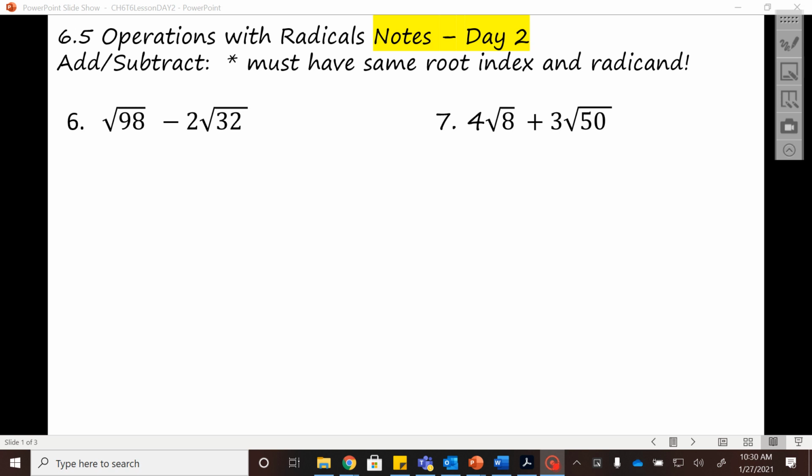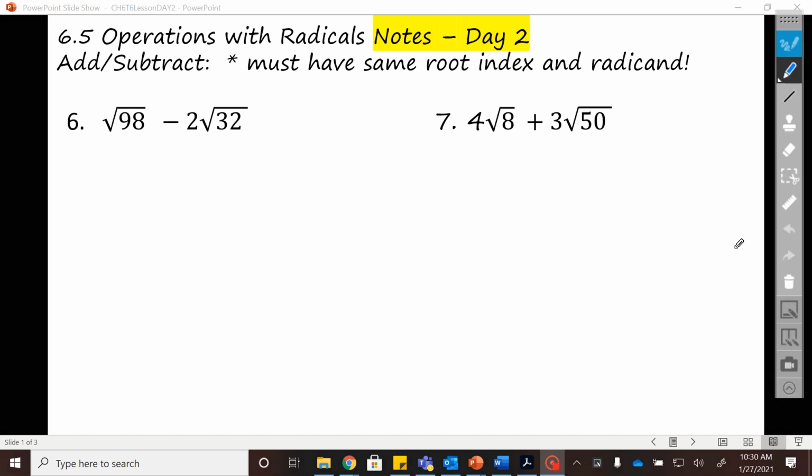Today we're looking at operations of radicals, day 2. So this is chapter 6, topic 6, day 2. We're going to be looking at how to add and subtract radicals.